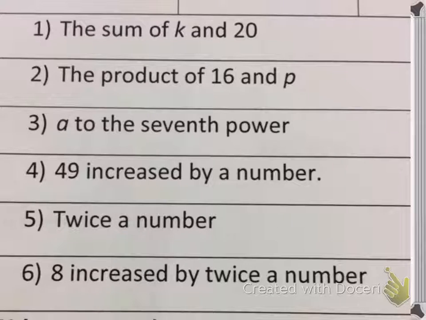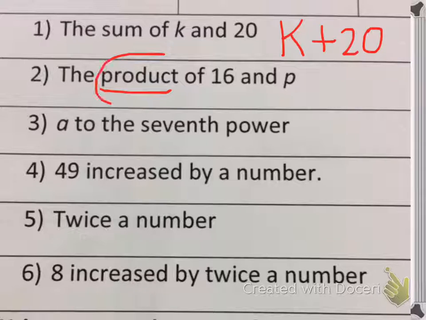So this first problem says to write an equation or inequality that describes the words. So the sum of k and 20. Well, sum means to add, so the sum of k and 20 would just be k plus 20. Number 2 says the product of 16 and p. If we use the word product, we would multiply those together, so we can just put 16p. A to the 7th power would be literally that, a raised to the 7th power, so the 7 would be an exponent.